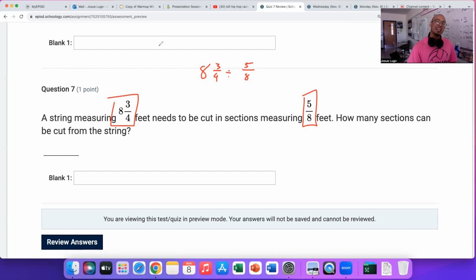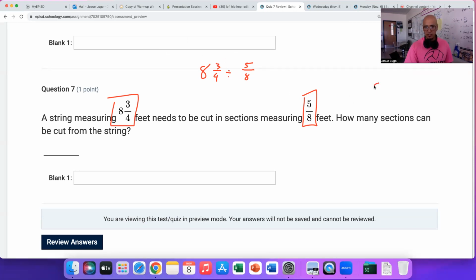At this point, ladies and gentlemen, I do need to remind you that we cannot multiply or divide with mixed numbers. Anytime you're multiplying or dividing, it doesn't matter what the problem is, you cannot work it out if it's a mixed number. So I do need to take this mixed number and change it into an improper fraction.